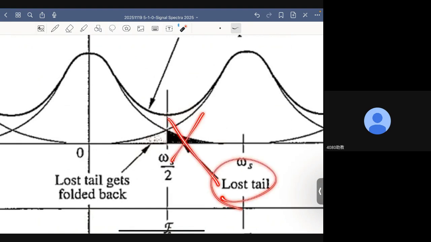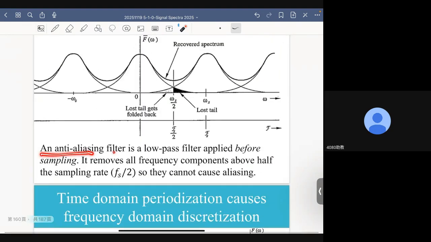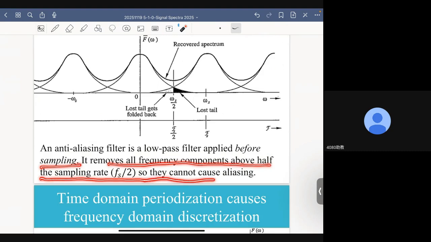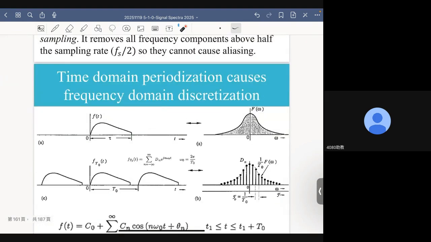Because this lost tail, there is no way we can recover it. But by removing this so-called lost tail in the first place, at least it won't fold back to create additional distortion, all right? So an anti-aliasing filter is a low-pass filter applied before sampling. It removes all frequency components above half the sampling rate, which is fs over 2, so they cannot cause aliasing, okay? So aliasing error is always the result of insufficient sampling frequency, okay?